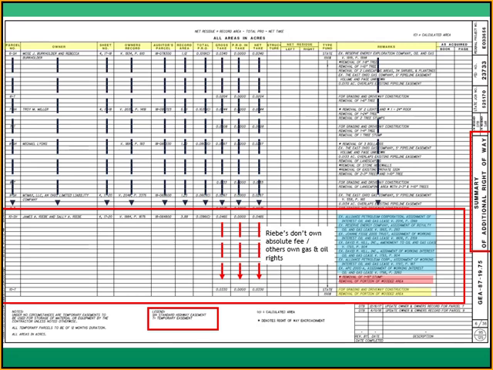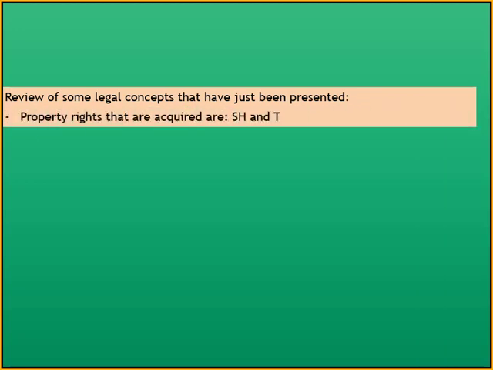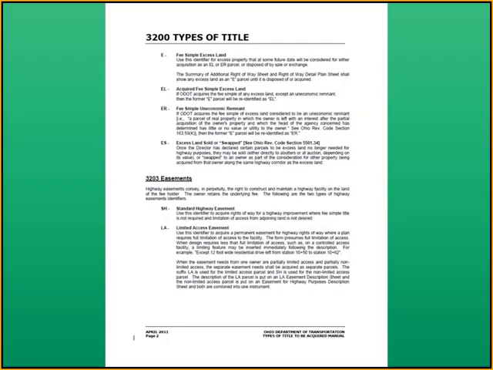Outlined in red is the legend for the different takings, which are SHs and Ts. The red outline to the left tells how long the temporaries are to be acquired for. All temporary parcels will be 12 months in duration. All right, let's move on to the next slide. We're going to review some of the legal concepts that we've just talked about in the summary sheet. The property rights that are acquired are SH and T.